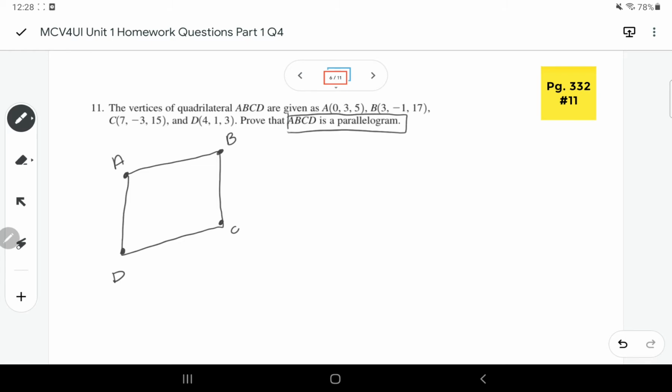Who can tell me what the criteria is to have a quadrilateral be a parallelogram? I'll flip back. Anybody in the chat? What things do I have to know?